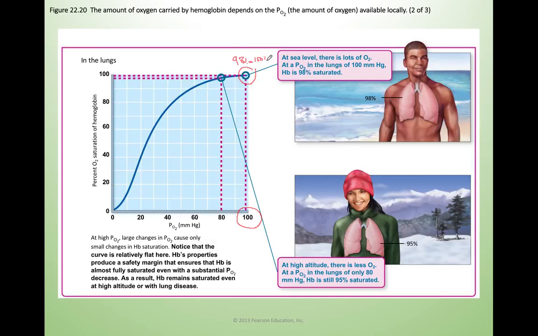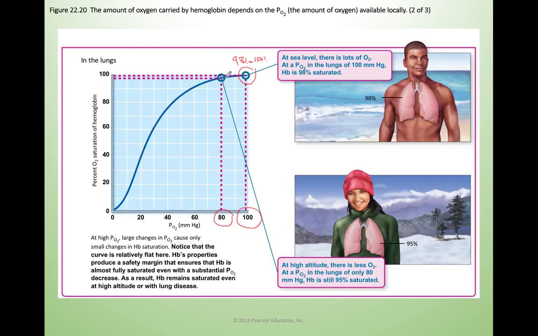You're fully saturated. So what happens if you go to high altitude when it comes to pressure of air as a whole? When you go up in altitude, the pressure of air is going to drop, and that also implies that the pressure of oxygen will also drop. So let's say at high altitude, your pressure of oxygen drops to about 80 millimeters of mercury. Sorry, not high pressures, at high altitudes.